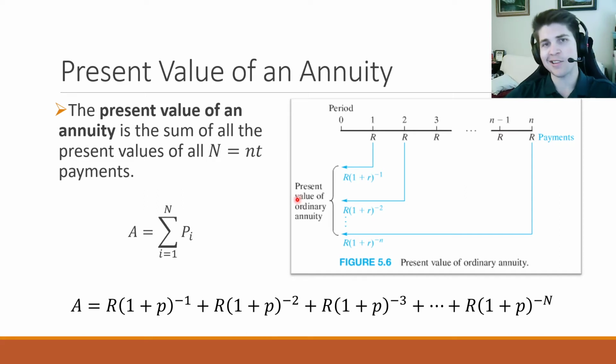Now this is the derivation that takes a little bit of time, but they're very similar to one another. So let's get right into it. So the present value, the net present value, is just the sum of all the present values of the annuity.